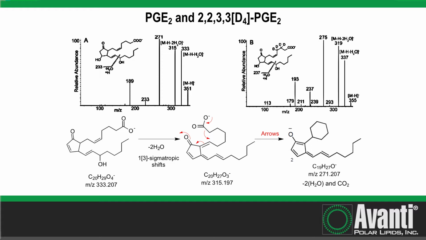rather specific for prostaglandin E2. Here is an example on the right-hand side of prostaglandin E2, but now it's got 4 deuterium atoms present in the upper side chain at carbons 2 and 3. No, sorry, 3 and 4. And so you see that deuterium atom will shift some of the masses. 271 goes to 275 because it contains all those deuterium atoms right there.